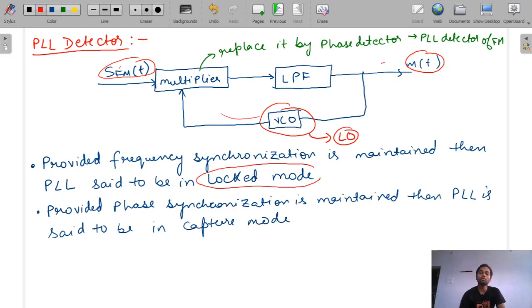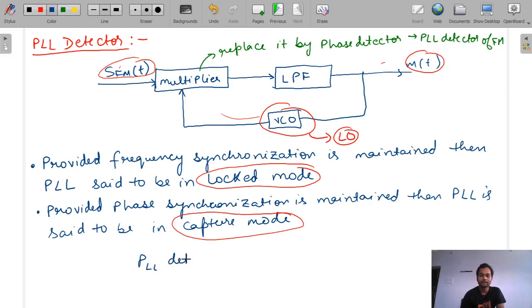So what is lock mode? When frequency synchronization is maintained at the multiplier, then PLL is set to be in lock mode. When phase synchronization is maintained, then PLL is set to be in capture mode. So one formula also write.